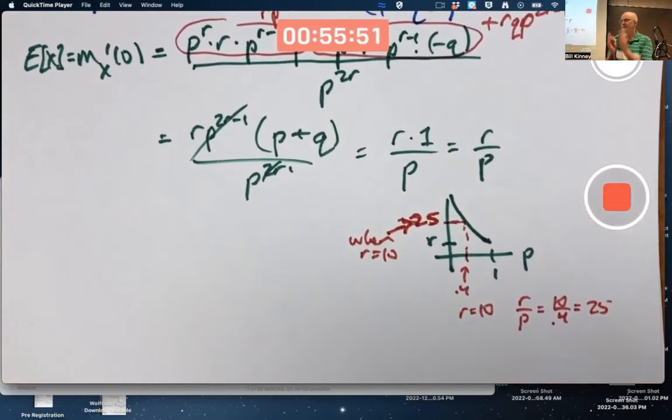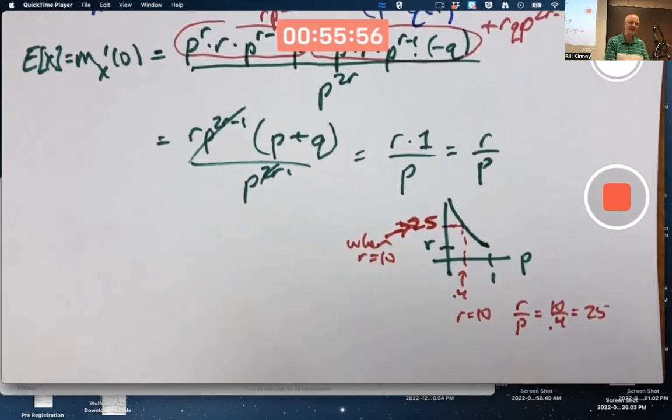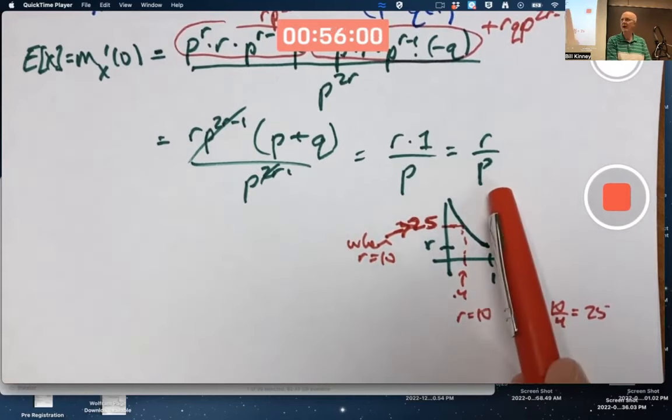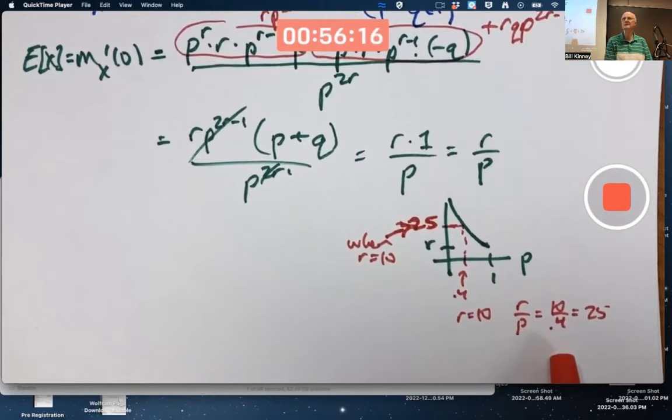For any given situation, p will be fixed. But I kind of like thinking about the fact that if I became a better free throw shooter, then my expected number of trials would decrease. If I increase my free throw shooting percentage from 40% to 60%, my expected number of trials until I get 10 successes would go from 25 down to 10 over 0.6, which would be what? 10 times 5/3, like 16 or 17 or so, instead of 25. 16 and 2/3 technically.